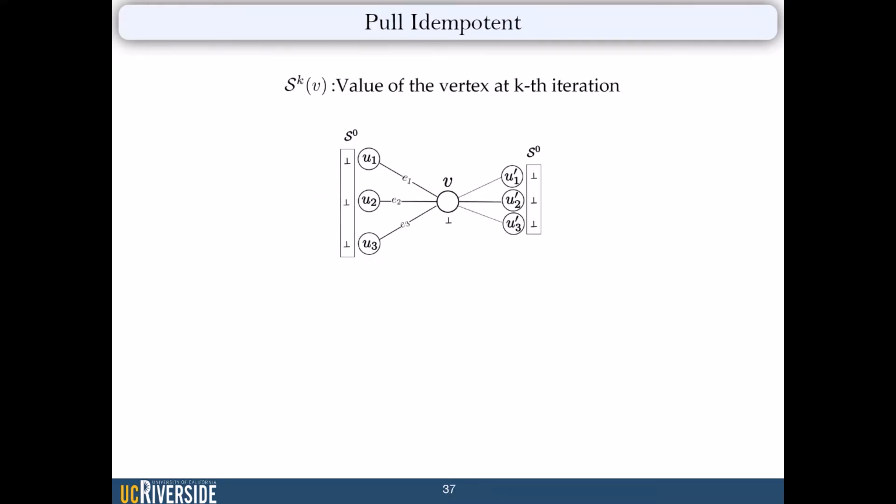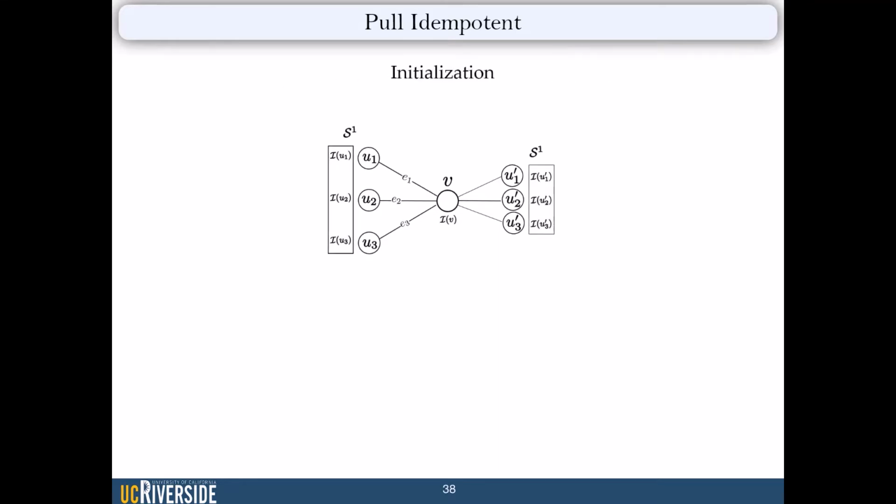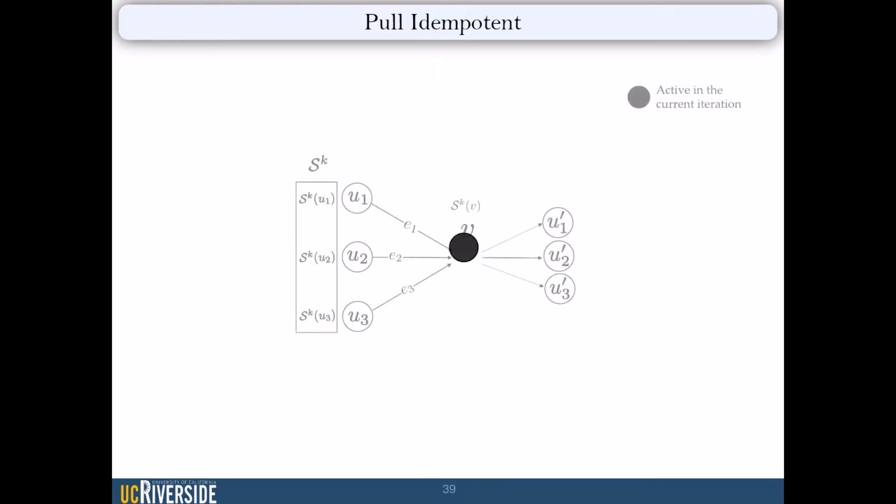Let's consider the pull model with idempotent reduction. The value of the vertex V at iteration k is represented with s_k of V. In the beginning, all the values are undefined or bottom. The calculation starts by initializing vertices with the initialization function.